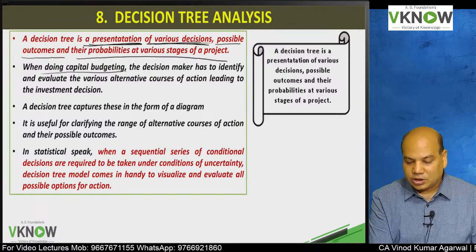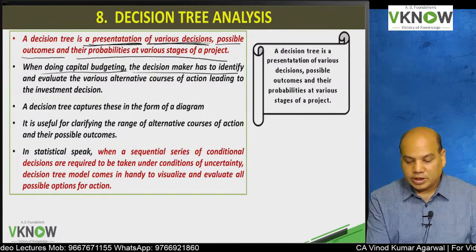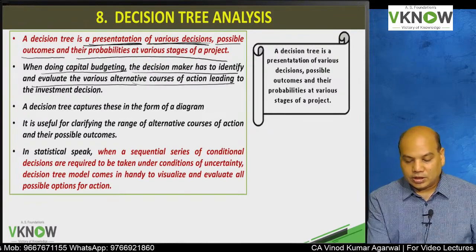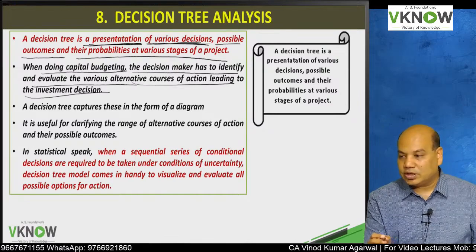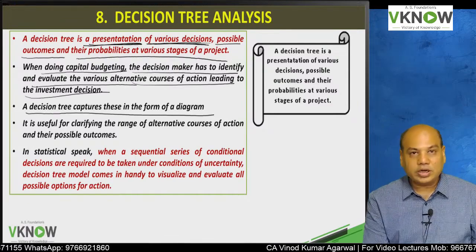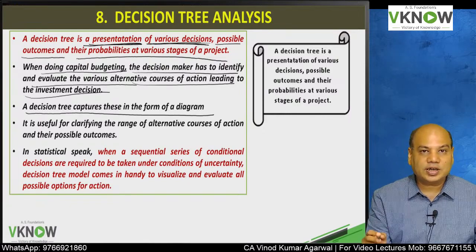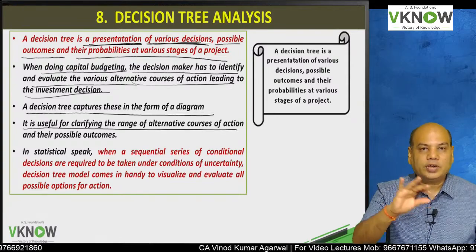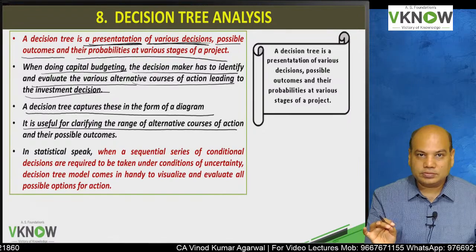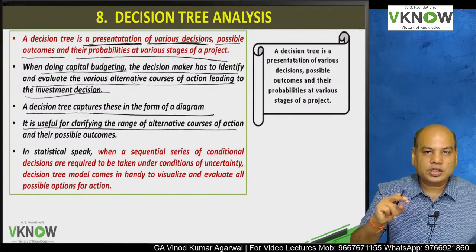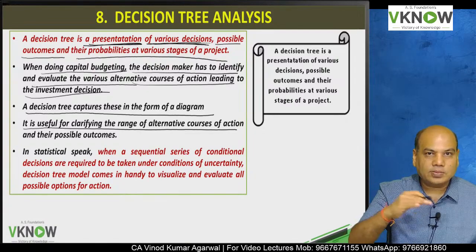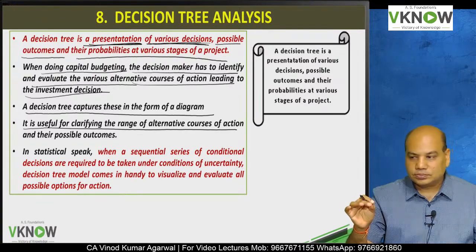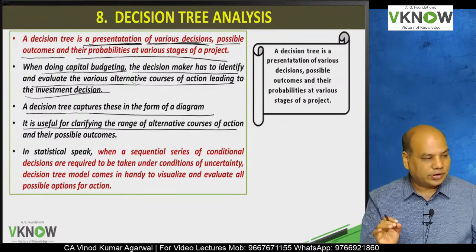In capital budgeting, we are supposed to identify the various alternative courses of action, and then what will be the outcome and how to take decision. All these alternatives and outcomes are presented in a decision tree. This will give you a very good understanding about the question. When you draw the question in the form of a decision tree, it gives you a complete idea what are the various alternatives, what are the outcomes, and it will help us to take a decision.